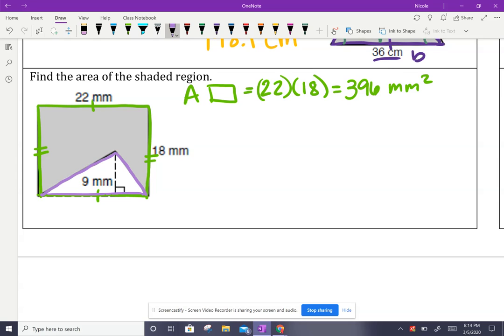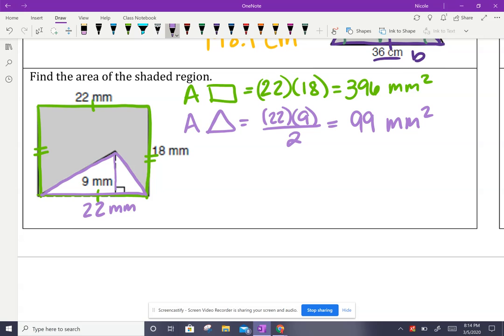Since the opposite sides are congruent, the base of the triangle is 22 millimeters, and the height is 9 millimeters. So for my area of a triangle, we're going to do base, which is 22, times height, which is 9, over 2. 22 times 9 divided by 2 is 99 millimeters squared. Now again, we are trying to find just the shaded area, so I'm going to subtract these. So 396 minus 99 gives us 297 millimeters squared.